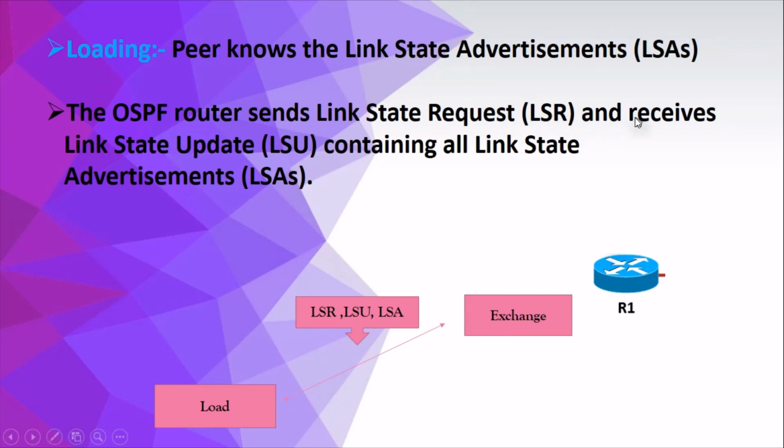Okay, once that request is received from router 1, he will send the updated one. Okay, take my updated one. Once he takes the updated one, he will send the acknowledgement: yes, I have received your information. That is what we call LSR, LSU, LSA: link state request, link state update, link state acknowledgement. So in this, all the link state advertisement will happen.